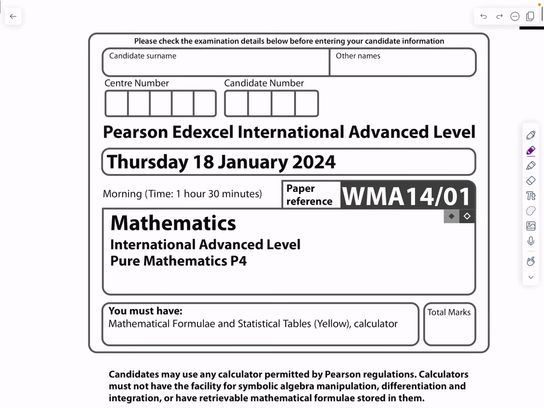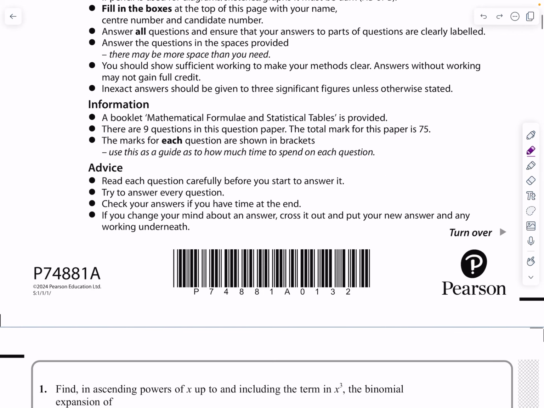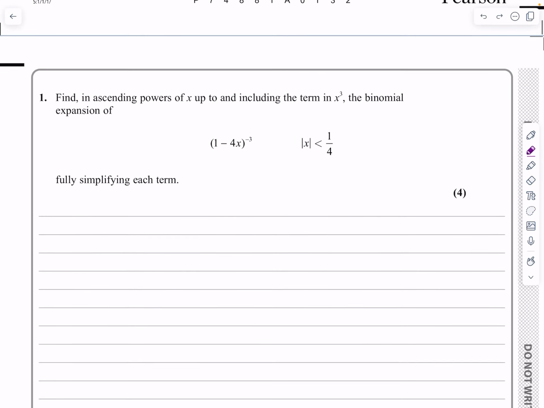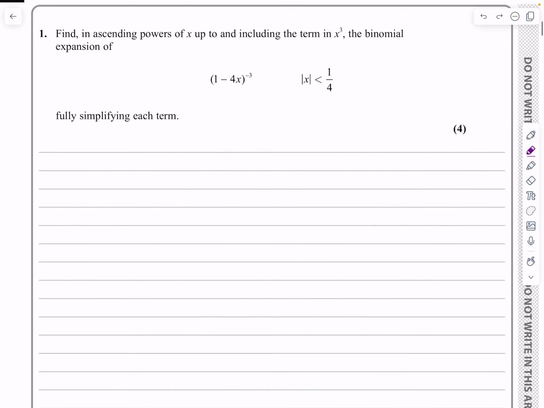Okay, this is the P4 paper from January 2024. This is question number 1, and when I get down to it, we can see this is a relatively straightforward binomial expansion question. So let's have a look at it and make a start.